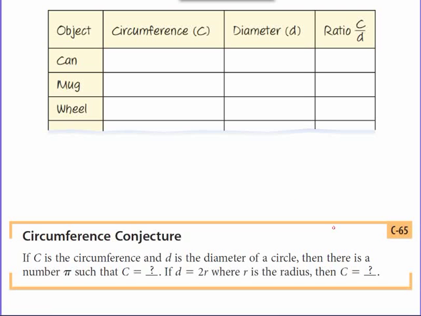Okay, so when you divided those, you should have found that your numbers were really, really close to some number, and that number should have been approximately 3.14, which is pi. And so if C is the circumference and D is the diameter of the circle, then there is a number pi such that C equals pi times the diameter. Oh, conjectures. Okay, so the circumference equals pi times the diameter, and we just calculated that. If D equals 2r, where r is the radius, then the circumference equals 2 pi r.